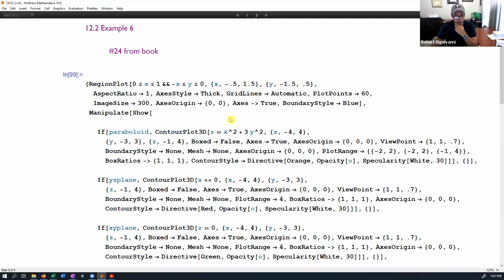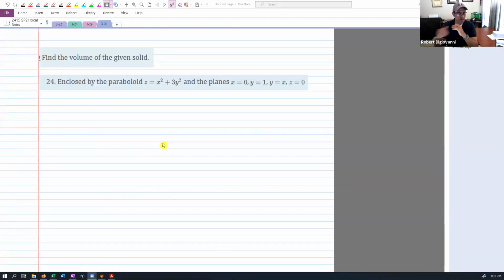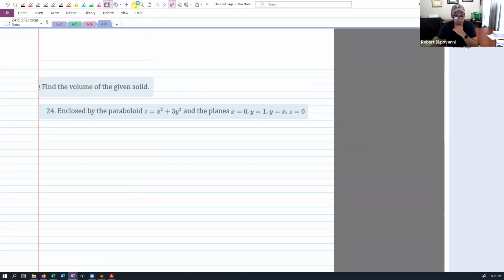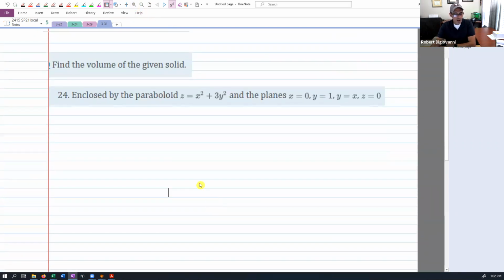All right. So this was the first problem. It says find the volume of the given solid. We're talking about the solid that is enclosed by the paraboloid z equals x squared plus 3y squared, the planes x equals 0, y equals 1, y equals x, and z equals 0. So we're trying to figure out the volume of that solid.